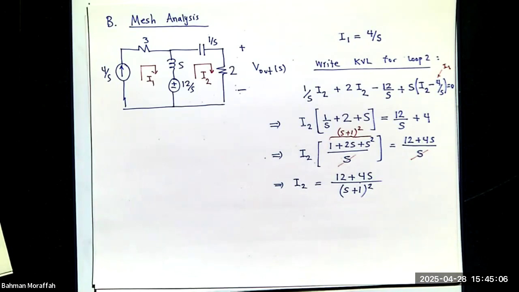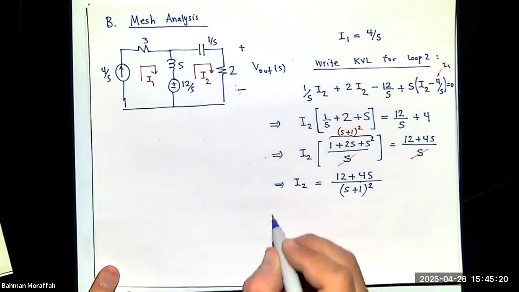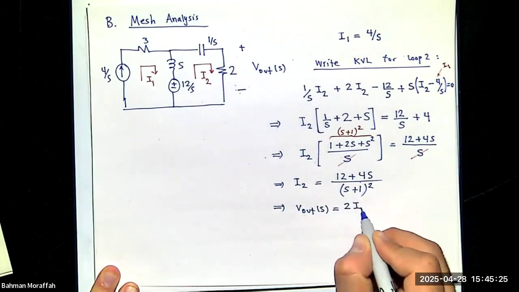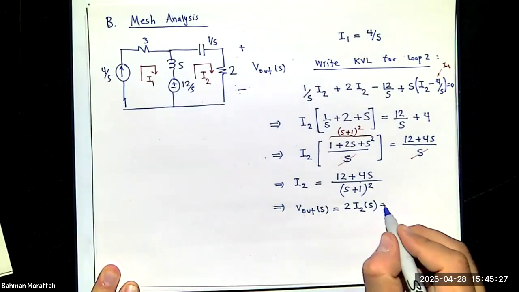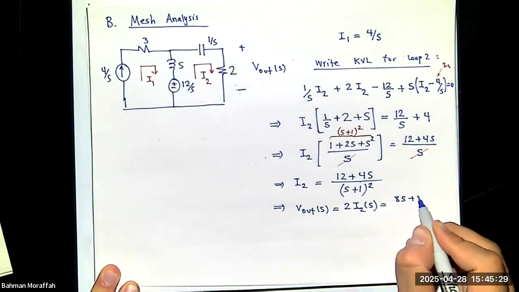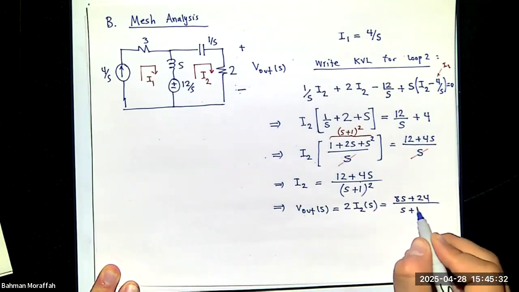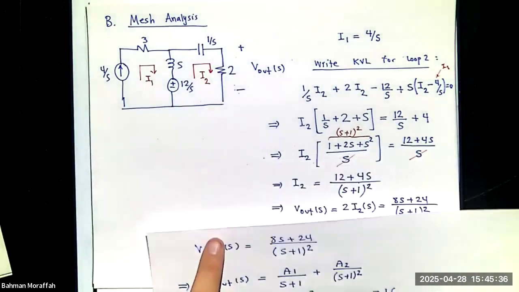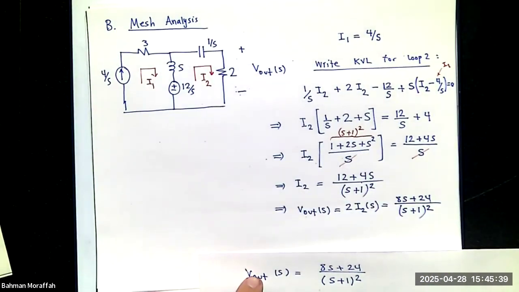Right? Remember, I2 is not the one that I'm looking for. What am I looking for? I'm looking for the voltage across that 2 ohm resistance. What is it? It's 2 times I2. I know V out of S is 2 times I2 of S, which is 8S plus 24 divided by S plus 1 squared, which is exactly the same as this V out of S.